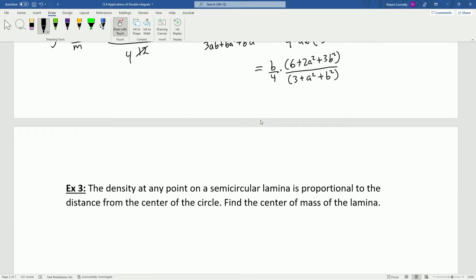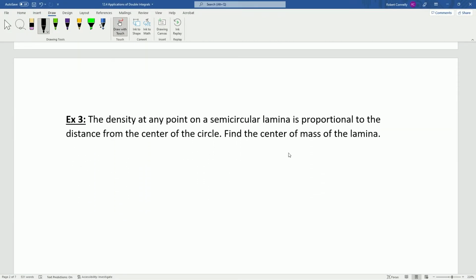The density at any point on a semicircular lamina is proportional to the distance from the center of the circle. So, of course, we can always center our circle, since it's not specified, at 0, 0. That's going to be the easiest thing to do. So this is going to have radius r, and it's going to be half of a circle.